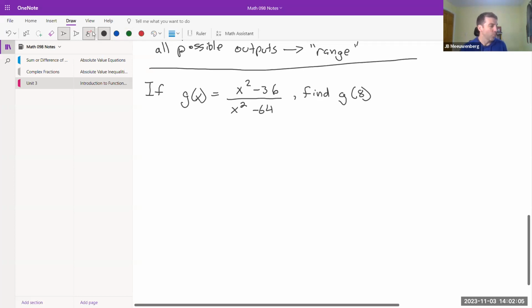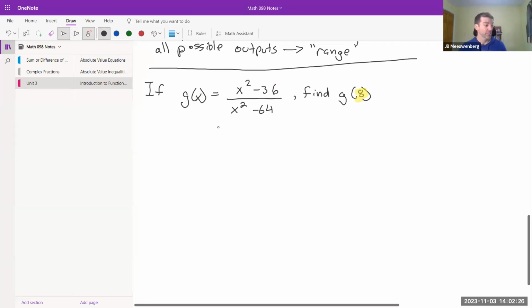It's defining what the function is. It's giving you the name g of x, and then here is the function rule. Then it's saying, here's what we want to evaluate. We want to find g of 8. 8 is the x value that we're going to substitute into this equation.